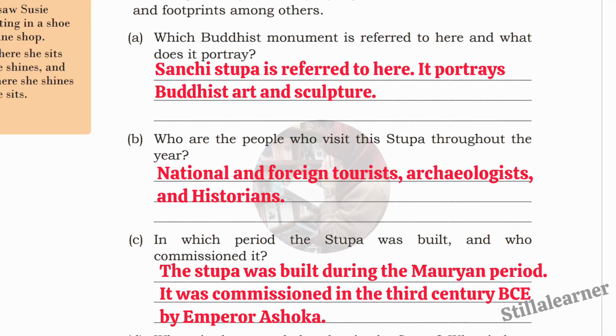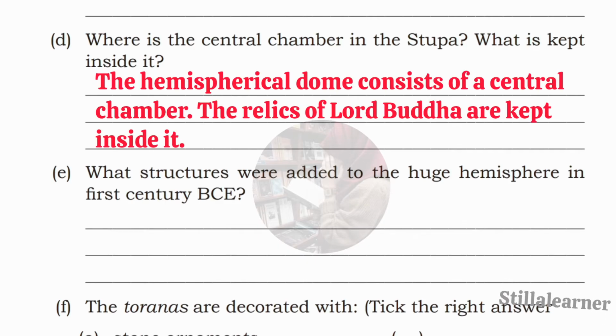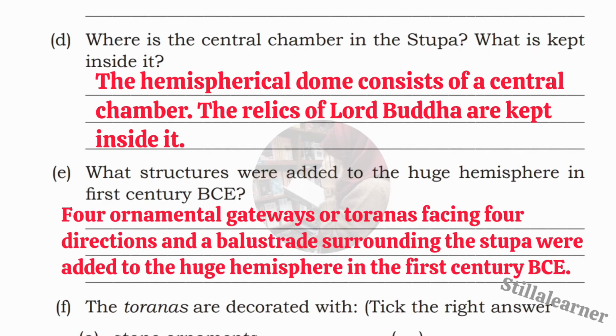Let's see the fourth question, which is, where is the central chamber in the stupa? What is kept inside it? Answer, the hemispherical dome consists of a central chamber. The relics of Lord Buddha are kept inside it. Fifth question. What structures were added to the huge hemisphere in the 1st century BCE? Answer, 4 ornamental gateways or toranas facing 4 directions and a balustrade surrounding the stupa were added to the huge hemisphere in the 1st century BCE.